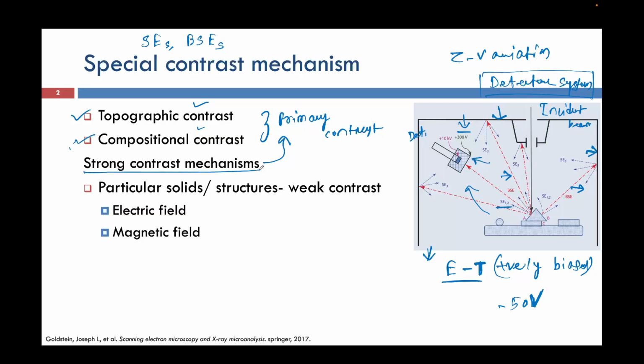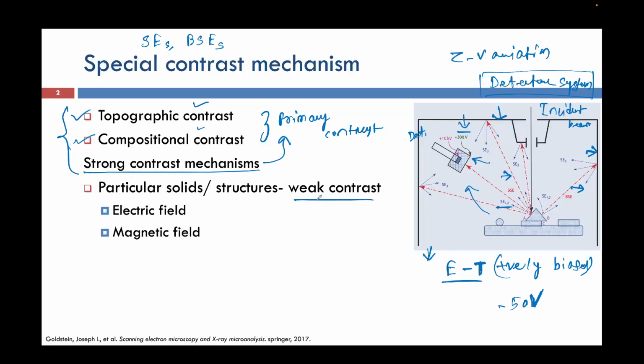However, now keeping aside these two contrast mechanisms, there are other types of mechanisms also present, but they are not as strong as these two, topographic contrast and compositional contrast. They are weak contrast mechanisms. These mechanisms do not occur in every crystalline solid or every amorphous solid, so generally we cannot visualize those contrasts, but in a certain class of materials we will be able to see this kind of contrast.